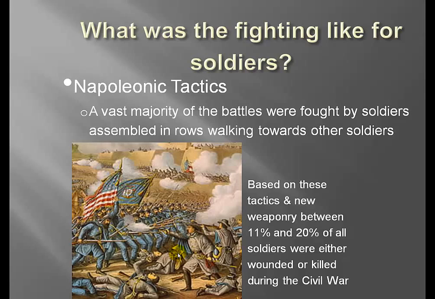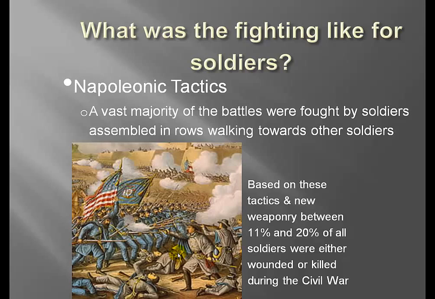Also, the Union introduced repeating rifles, so you didn't have to load the rifle every time. You could load, as a Sharps carbine, several shots in and just rapid fire. And the cavalry used this quite a bit, but it also proved an advantage to the North.